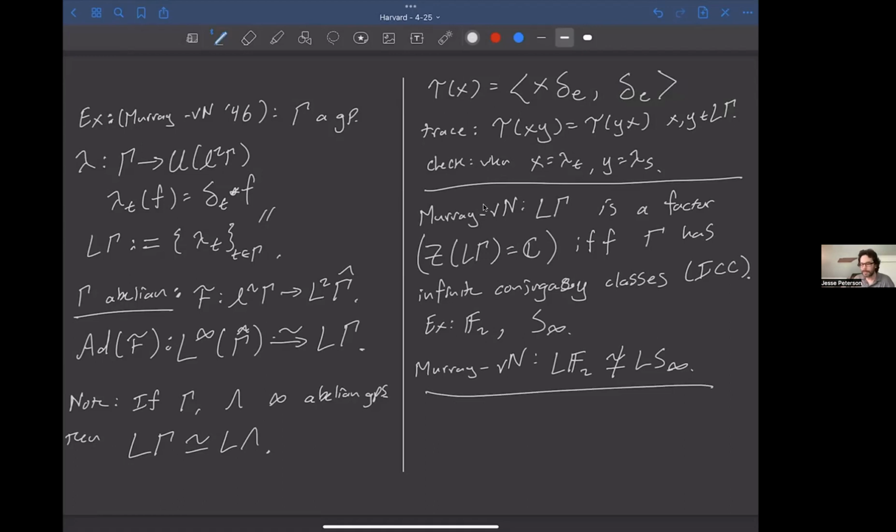Now, the way they prove this, they introduced something called property gamma, but there was a different proof given later, which is due to Jacob Schwartz, where in fact he showed something stronger. He showed that if two groups have isomorphic von Neumann algebras, then gamma is amenable if and only if lambda is amenable.